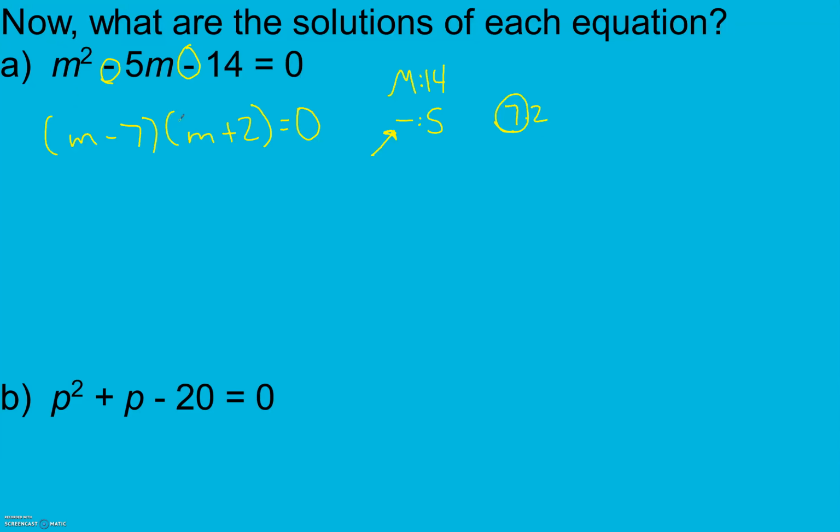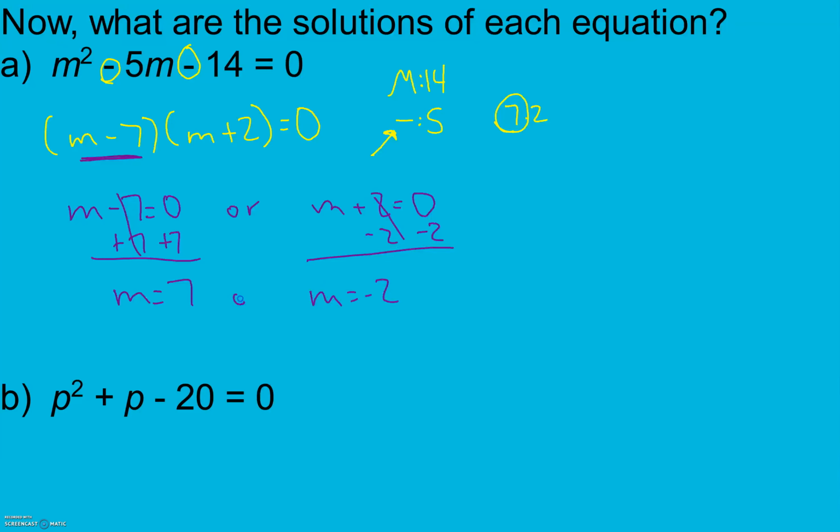They're also equal to 0, so I can use my zero product property here, which says that m minus 7 would have to be 0, or m plus 2 would have to be 0 in order for this to be true. Solve for m by adding or subtracting. And here I get my values, 7 and -2.